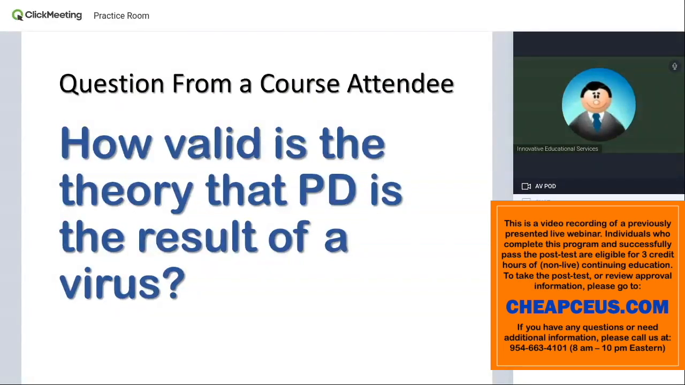How valid is the theory that Parkinson's disease is the result of a virus? While they know there's some trigger or mechanism of entry that we discussed into the body through that olfactory or gastrointestinal system, the relationship between specific viruses and Parkinson's disease is still debated in the medical and research community. What's really been identified is that they need more research to look at the possible long-term neurological sequelae that lead to Parkinson's disease following specific viral types of infections.